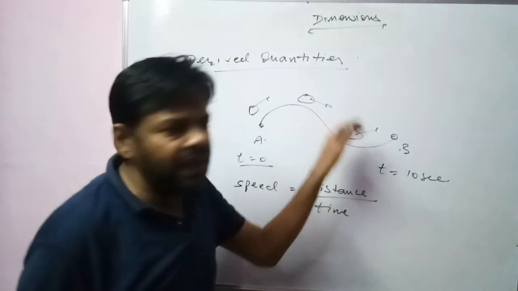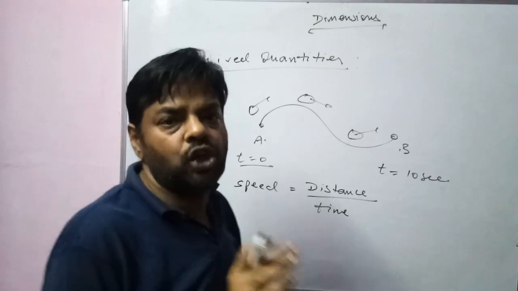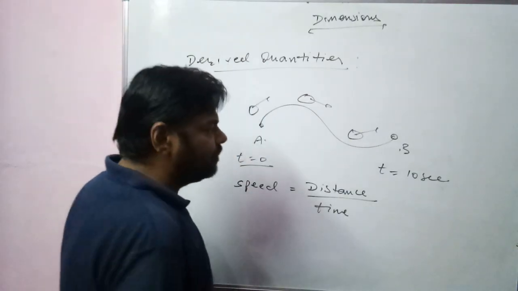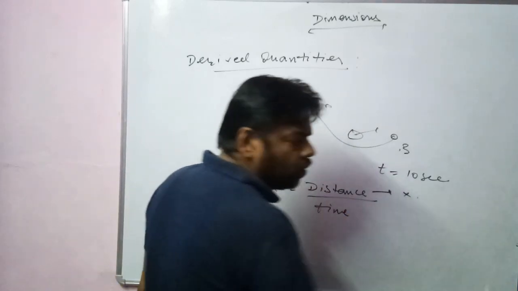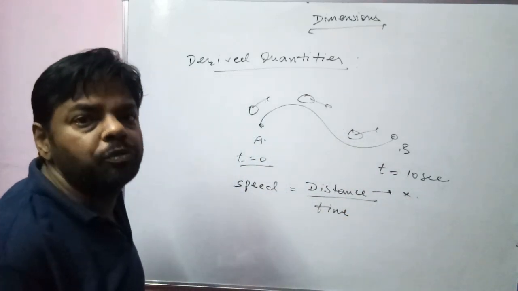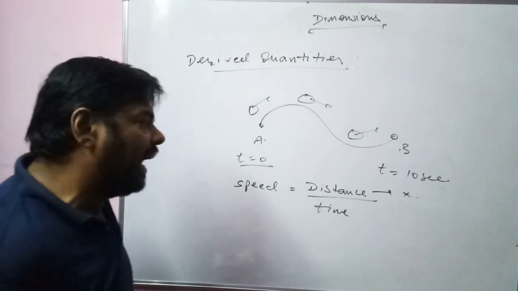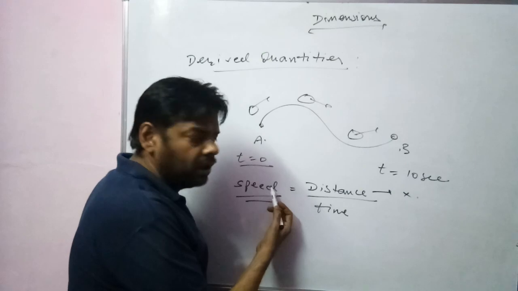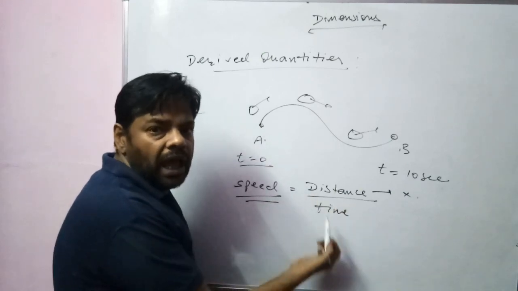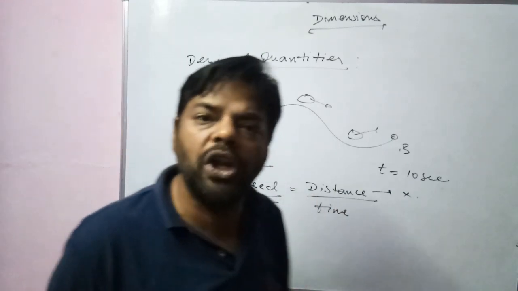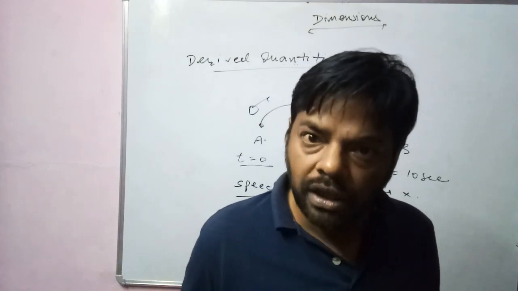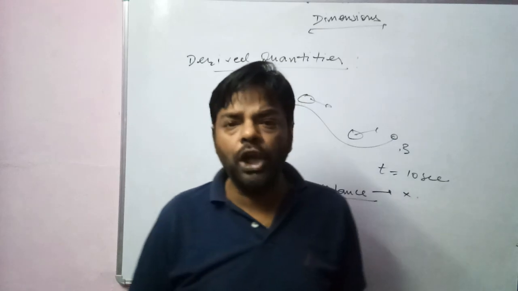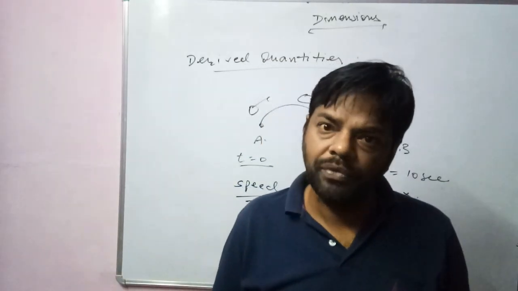But in this data, there is no information provided about the distance covered by the body. Since this distance is unknown to us, how can we calculate the speed of the body? That's why I can say that the calculation of speed depends on the distance covered by the body and the time interval in which the body covers the distance. Got it?